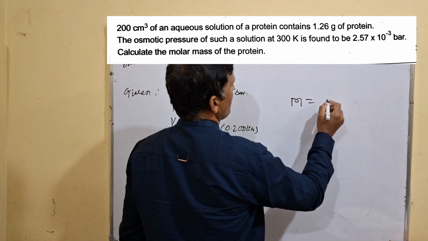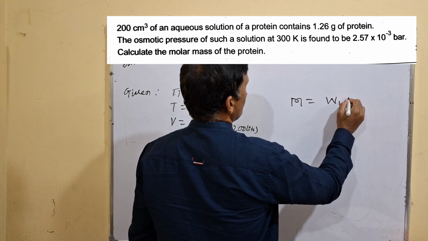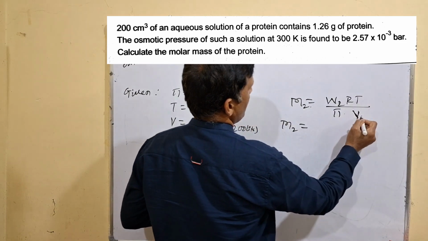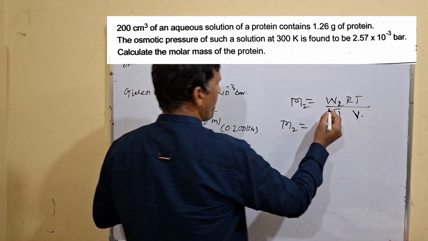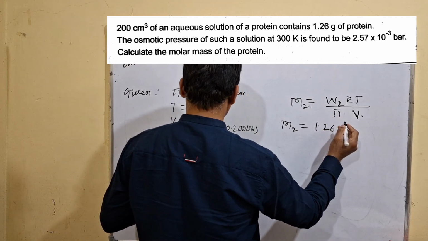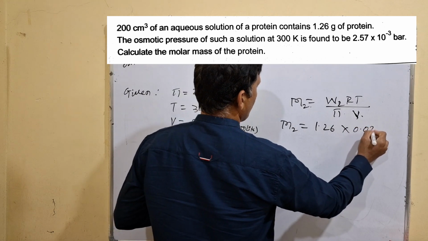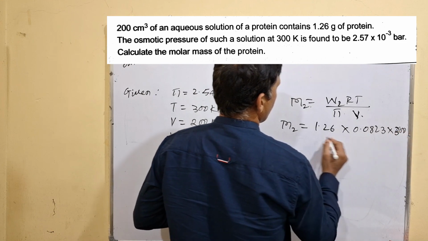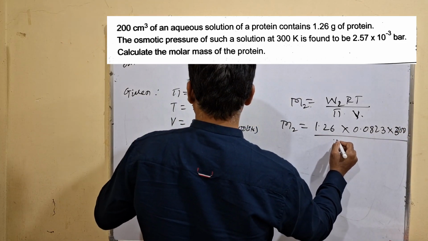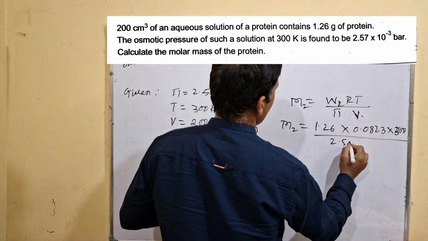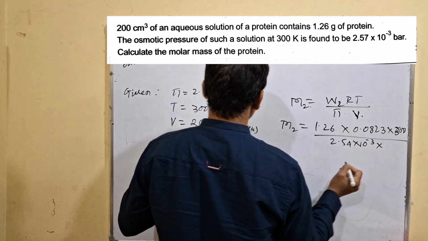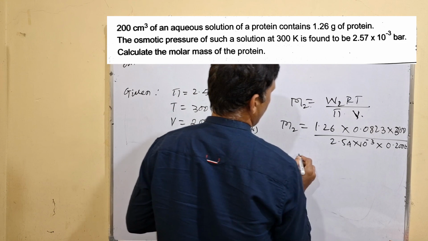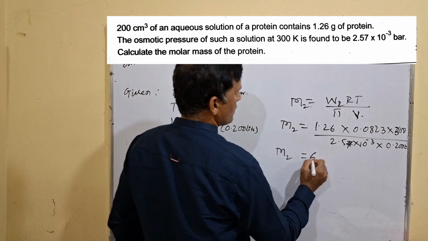So molecular weight is equal to W2 into RT divided by pi into volume. Here it is volume, right? W2 is 1.26 into R, which is 0.0823, into temperature 300 Kelvin, divided by pi, which is 2.54 × 10^-3, and volume of the solution 0.200 liter. Now when you solve this, we get 62,000.